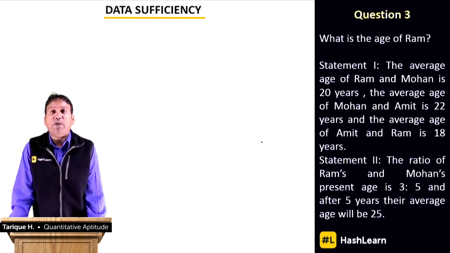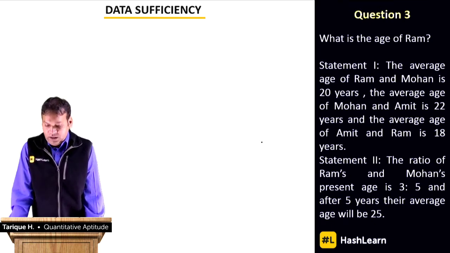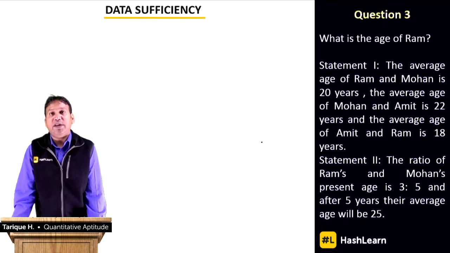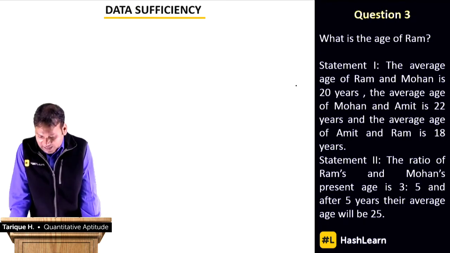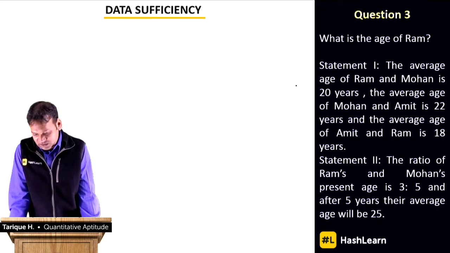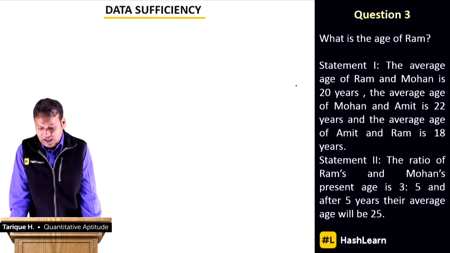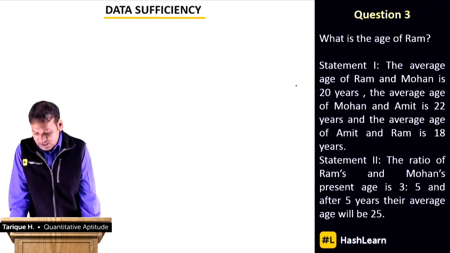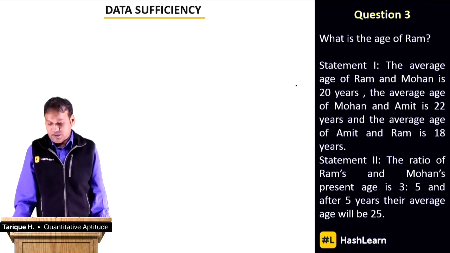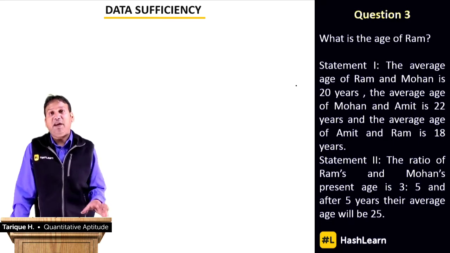So try solving the question from statement 1 first, and then from statement 2, and then post the answer in the comment section. Let's read statement 1 together. The average age of Ram and Mohan is 20 years. The average age of Mohan and Amit is 22 years. And the average age of Amit and Ram is 18 years. So we have the average age of Ram and Mohan, Mohan and Amit, and Amit and Ram given to us. Using that, can we find out the age of Ram?